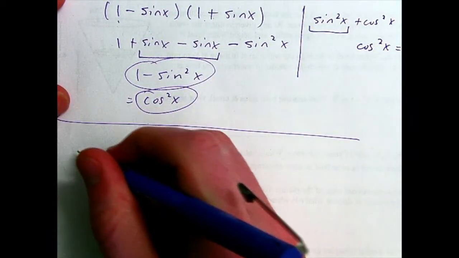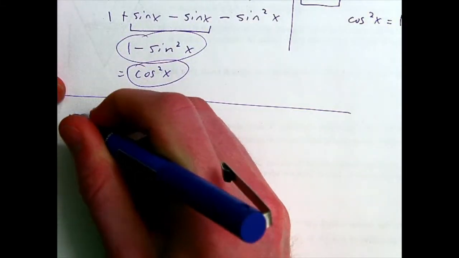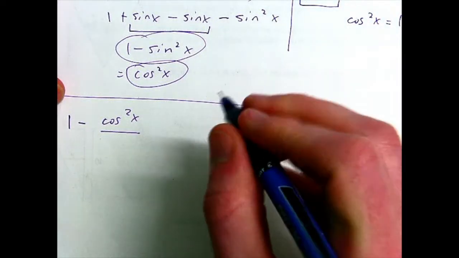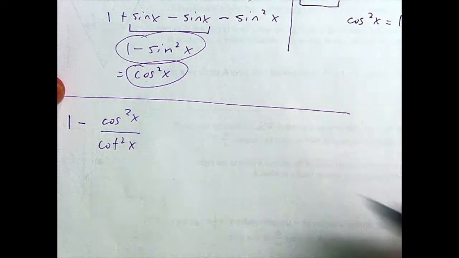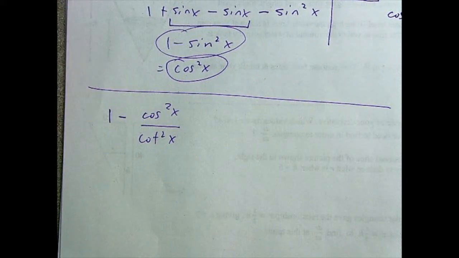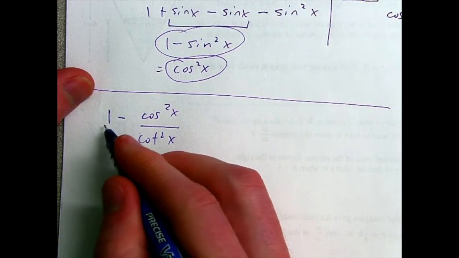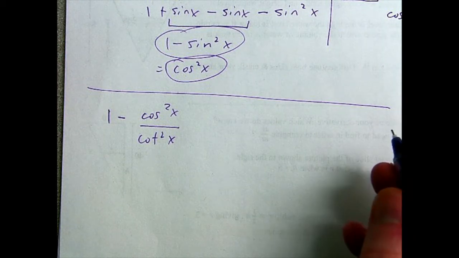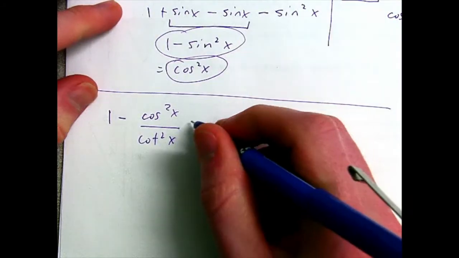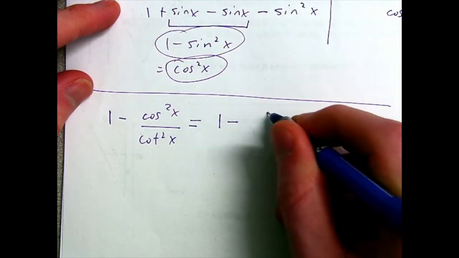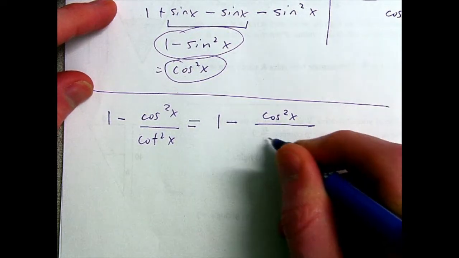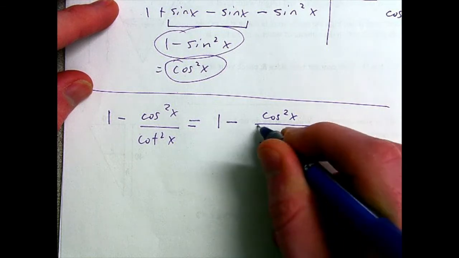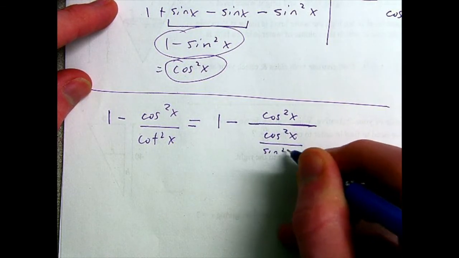Let's consider another example. Suppose we have 1 minus cosine squared x over cotangent squared x. I'm not really too sure what to do here. Maybe I could change this 1 into a fraction and then try and combine the fractions, but I don't really know if that's a great way to go. I'm going to try converting everything to sines and cosines and see what happens. So this is 1 minus cosine squared x over, what is cotangent? Cotangent is cosine over sine, so cotangent squared is cosine squared over sine squared x, right?